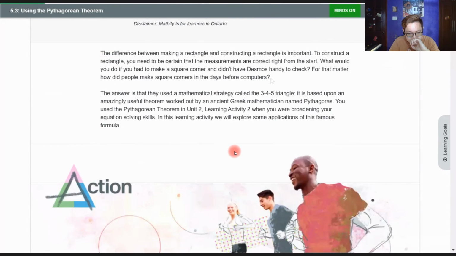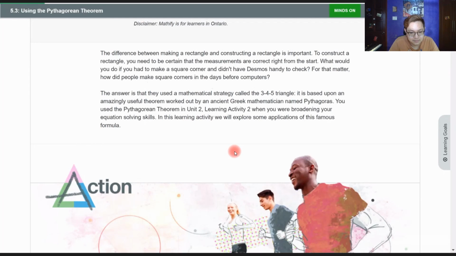The difference between making a rectangle and constructing a rectangle is important. To construct a rectangle, you need to be certain that measurements are correct right from the start. What would you do if you had to make a square corner and didn't have a protractor handy to check? For that matter, how did people make square corners in the days before computers?